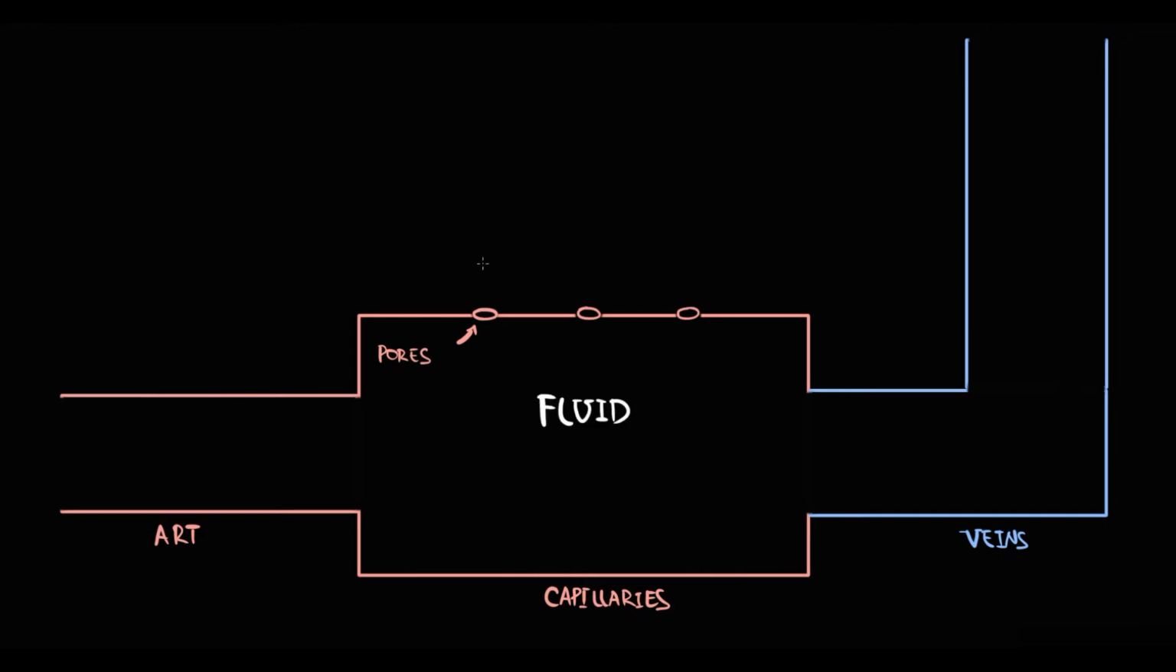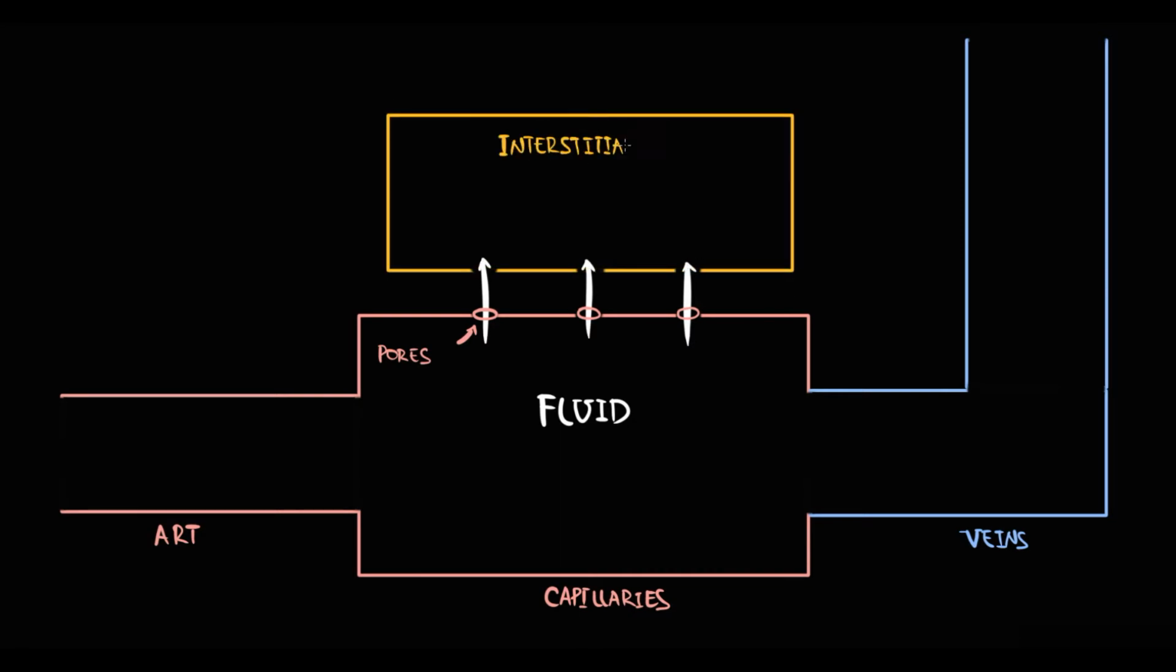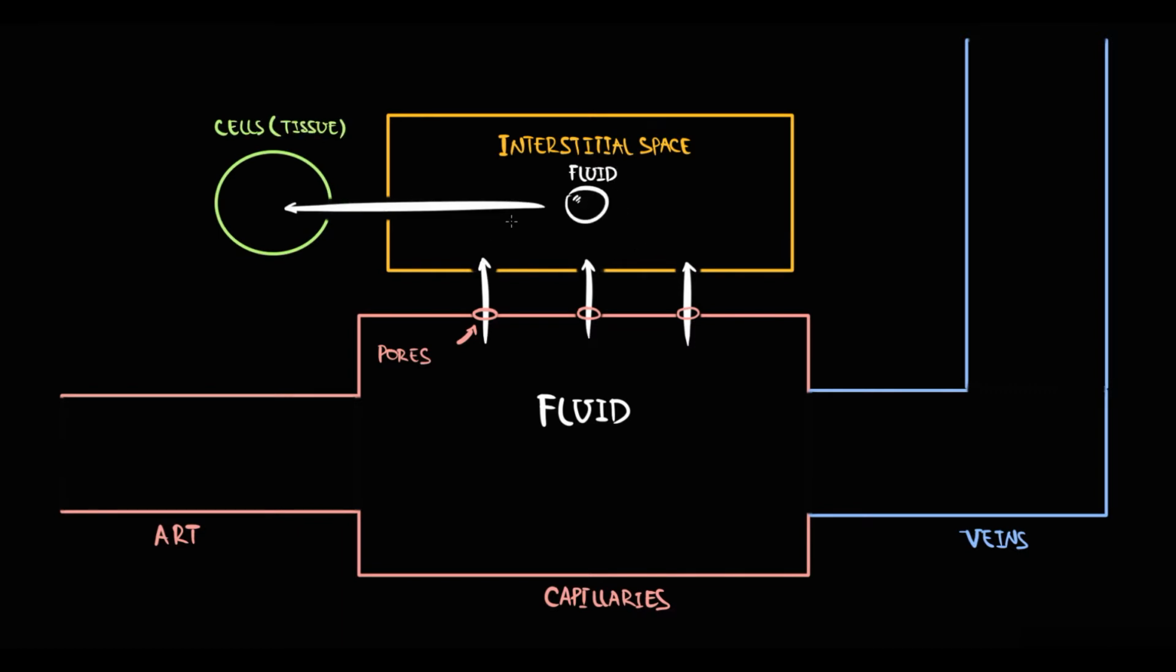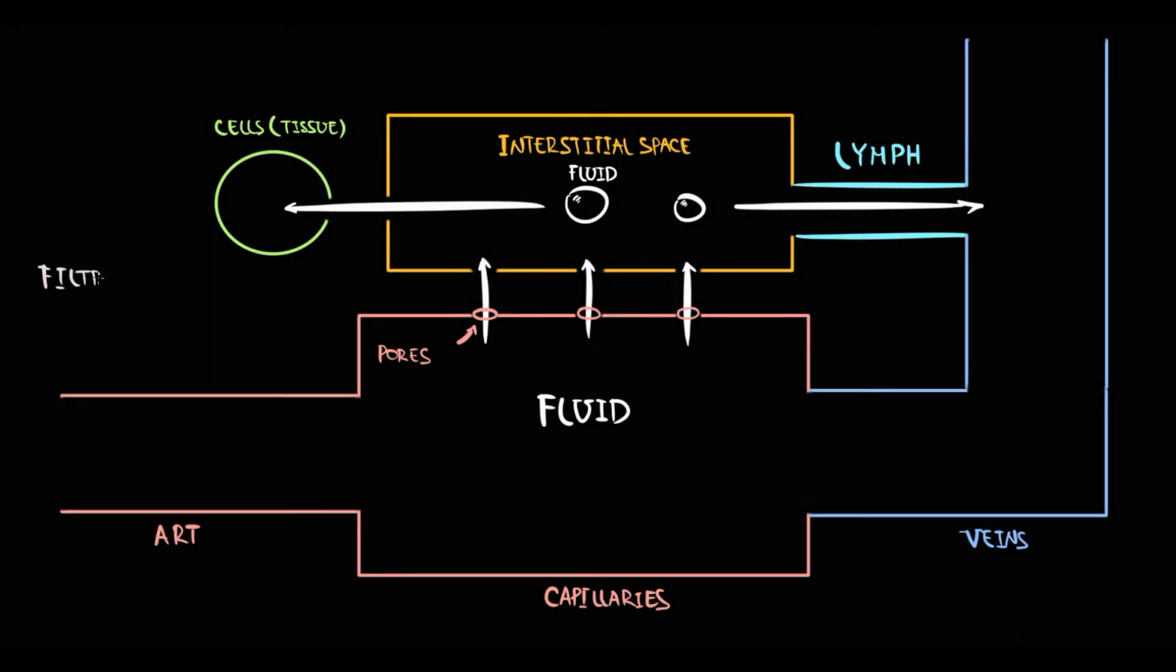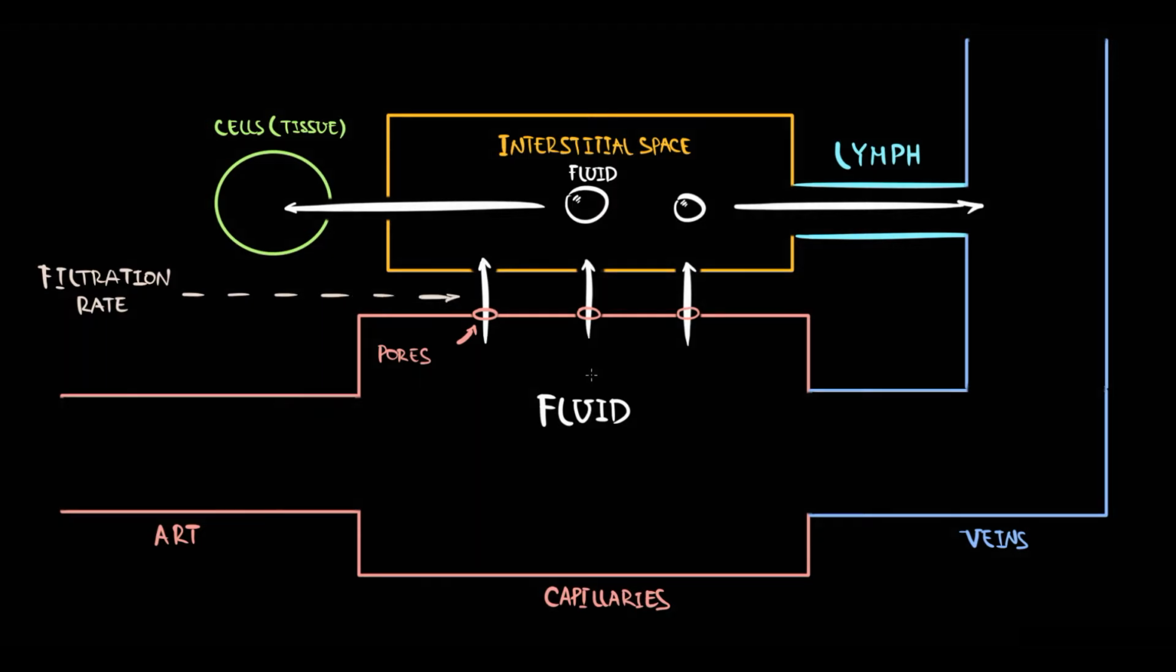Through these pores in capillaries, fluid with nutrients can enter the interstitial space. From the interstitium, cells that compose a particular tissue receive vital substances. But some portion of fluid usually remains in the interstitium. And then the lymphatic system drains the excess fluid from the interstitial space into the venous system. The amount of fluid that crosses capillaries and enters the interstitium depends on filtration rate. And filtration rate is described by the Starling equation.